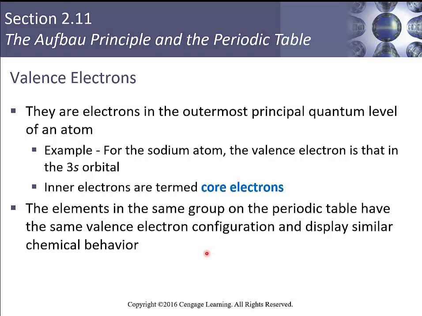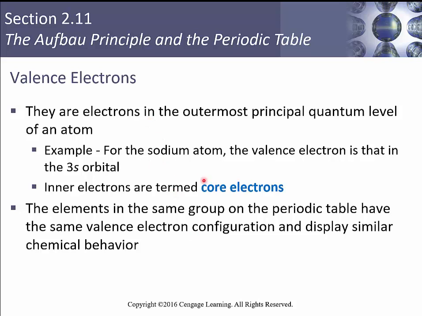Okay, so valence electrons. They're the ones that are on the outermost principal quantum level of an atom. So these valence electrons are the ones that are going to be doing most of the interacting with other atoms, and so they're kind of the business end, right? They're in the up-and-coming neighborhood. They're the ones ripping out the linoleum and putting in hardwood floors. They're the ones doing all the stuff. For example, for a sodium atom, the valence electron is the one in that 3s orbital.